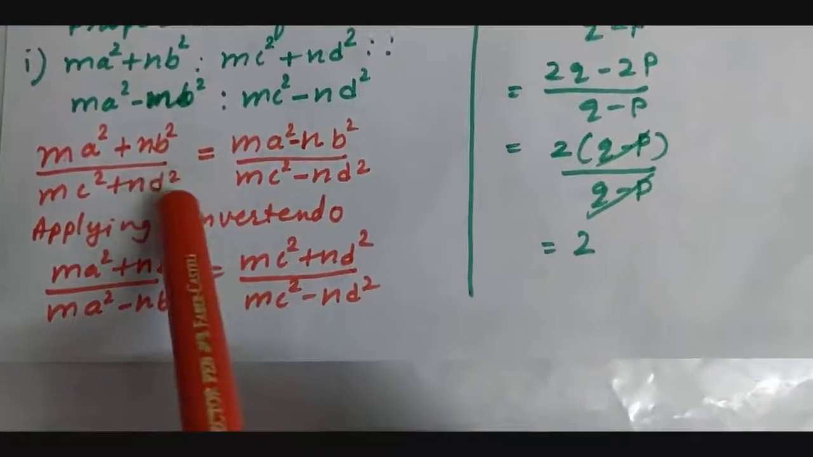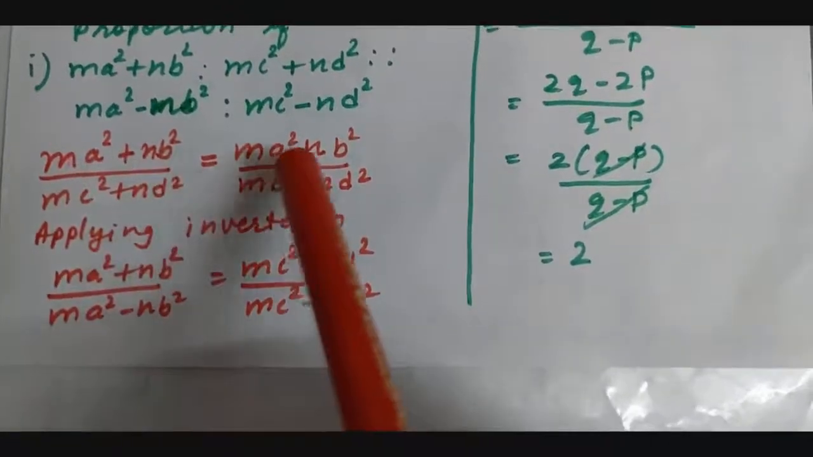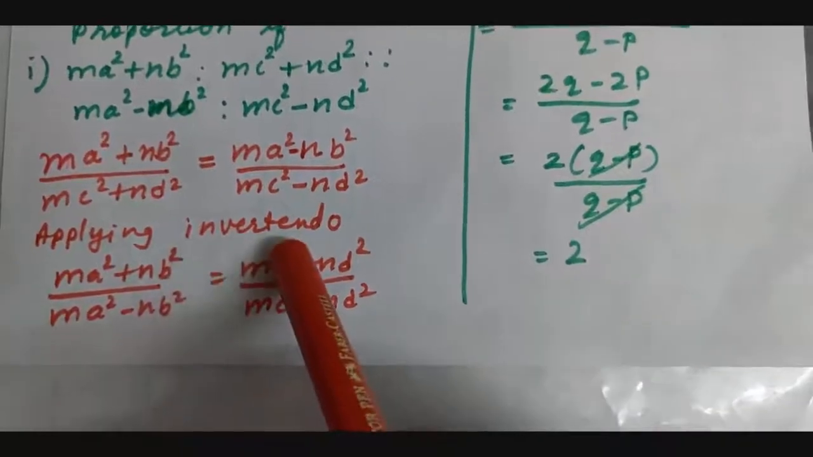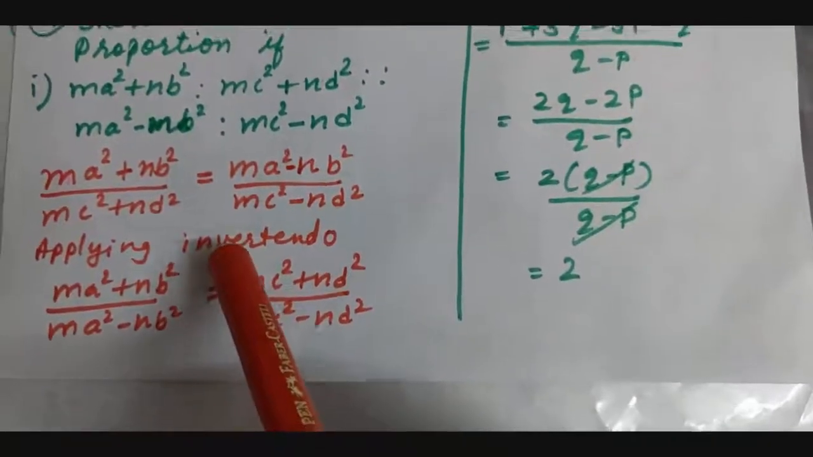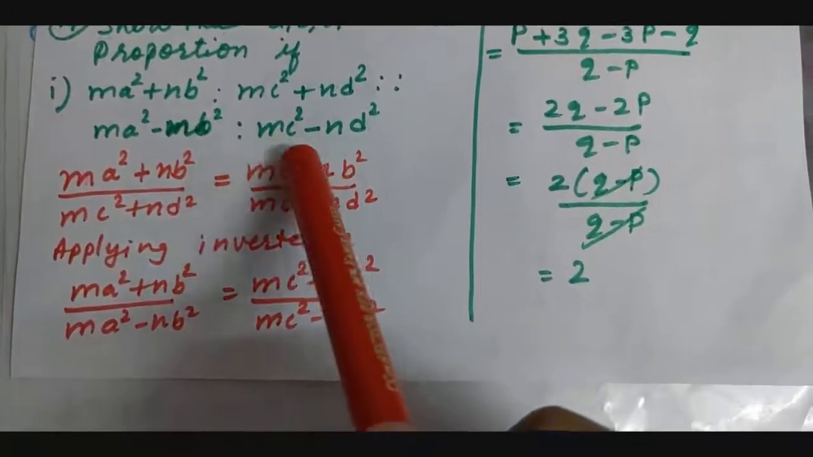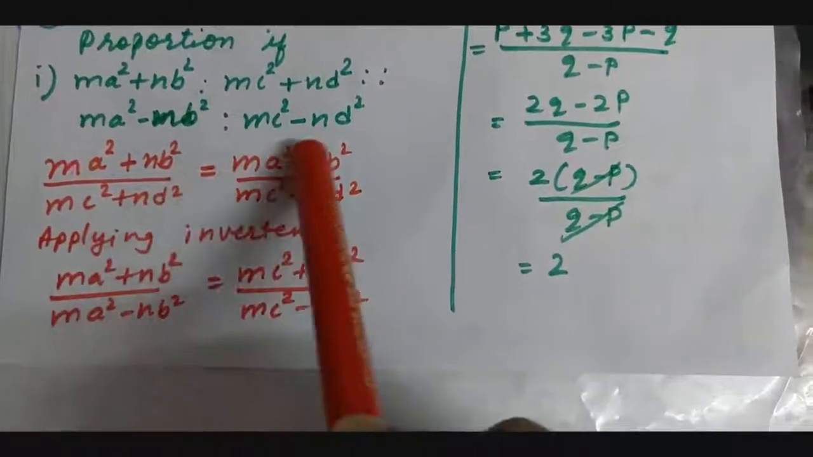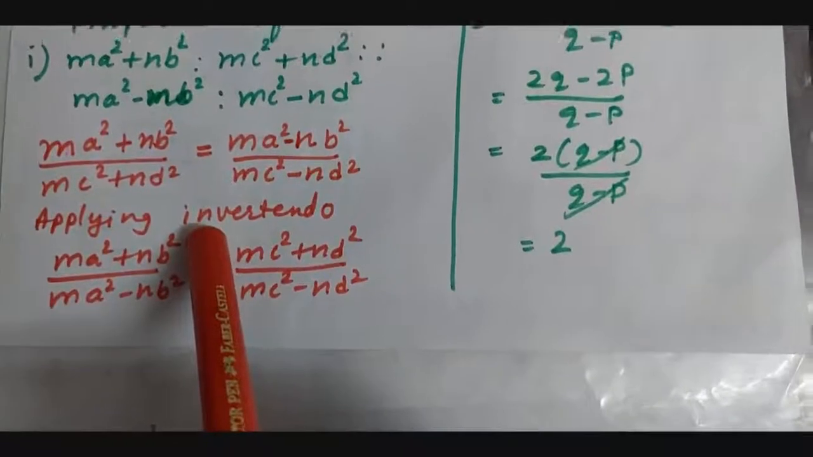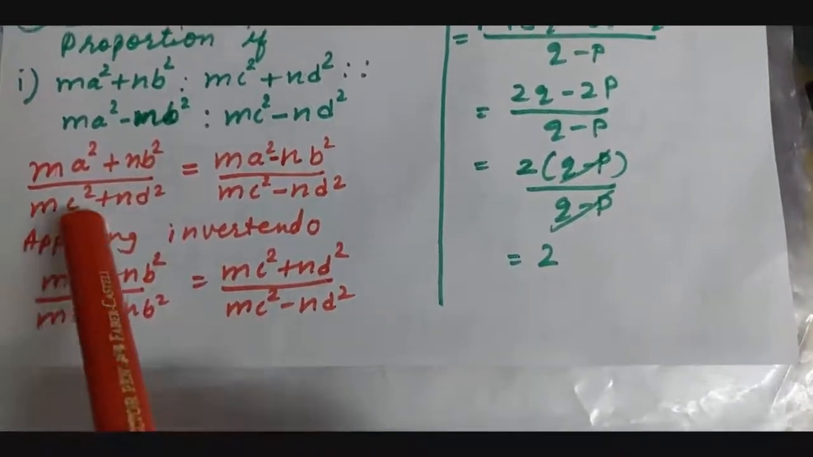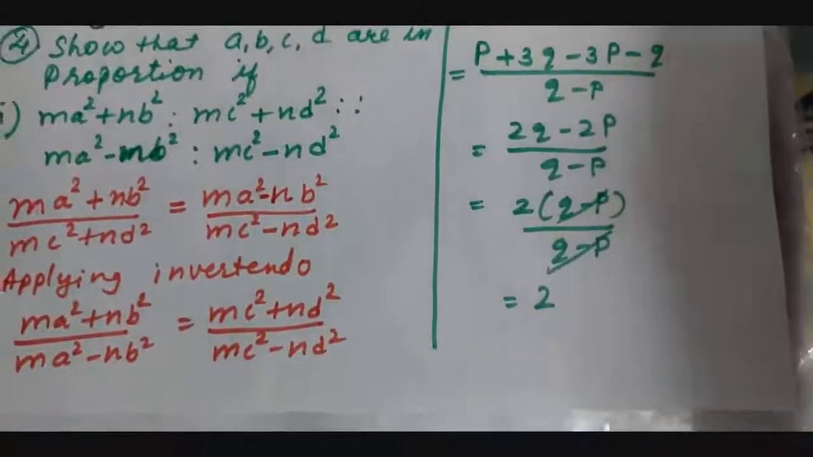Now as you see, on the left side there are A, B, C, D terms, and on the right also A, B, C, D. So directly taking the componendo and dividendo result is not applicable to get our answer. So first I take invertendo. Invertendo means the denominator comes in the numerator and the numerator goes in the denominator. You see I have applied invertendo here. That means ma² − nb² here and mc² + nd² in the numerator. You have to take care of this.